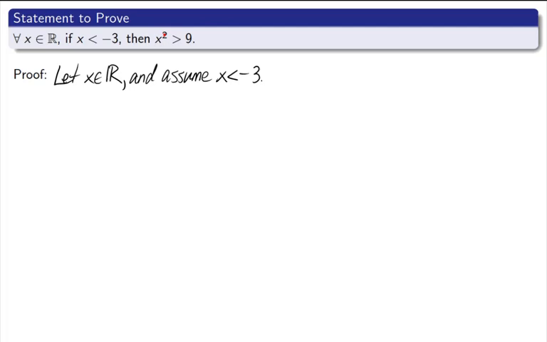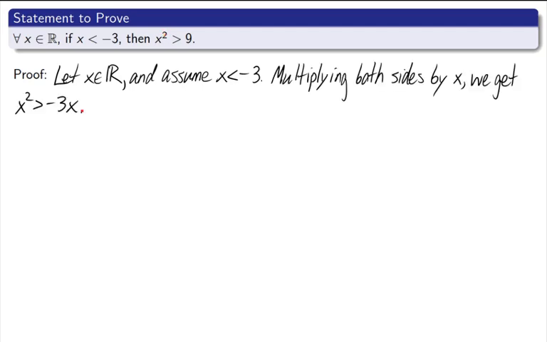Remember, we have limited resources that we can use. All we really have is those properties of real numbers that I mentioned on the first slide. But we can work with them. One of the most important things about proofs is to always keep your eyes on where you're going. You want to show that x squared is greater than 9. So somehow we need x squared to manifest itself in our proof. Remember in the last example I added 1 to both sides of an inequality. This time let's multiply. Let's multiply both sides of this inequality by x. Multiplying both sides by x, we get x squared is greater than -3x.